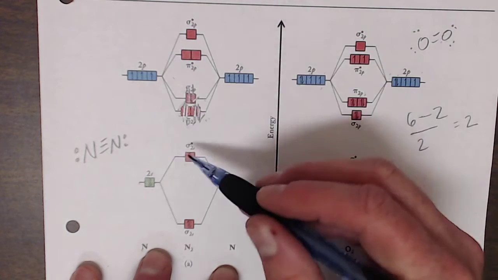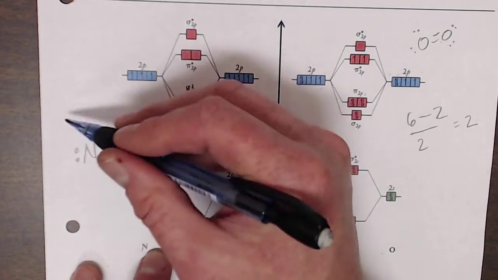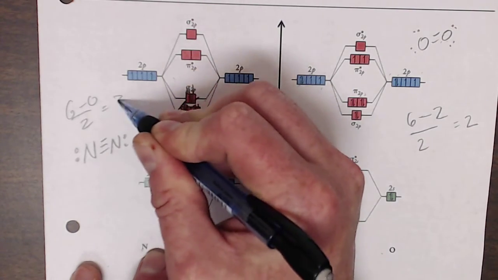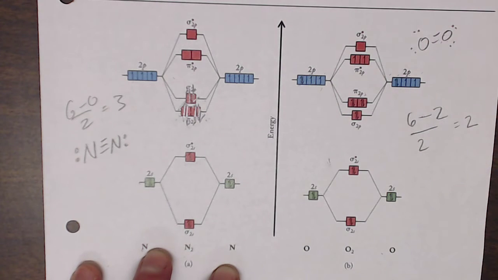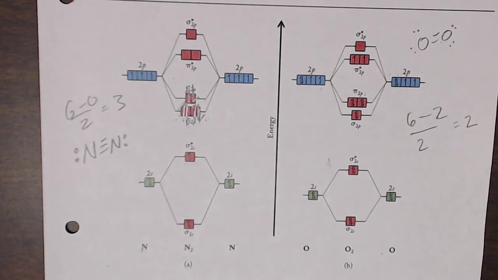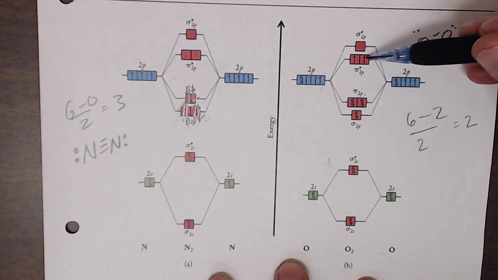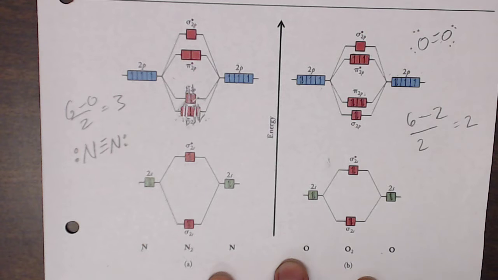Okay? And so for nitrogen, that would have been 6 minus 0 divided by 2 to give me 3. And what's also kind of neat is this predicts that oxygen is a di-radical. It has 2 unpaired electrons right here, which is kind of subtle, but it's what describes the reactivity of oxygen. Oxygen is fairly reactive, as you may have guessed from its ability to induce combustion.